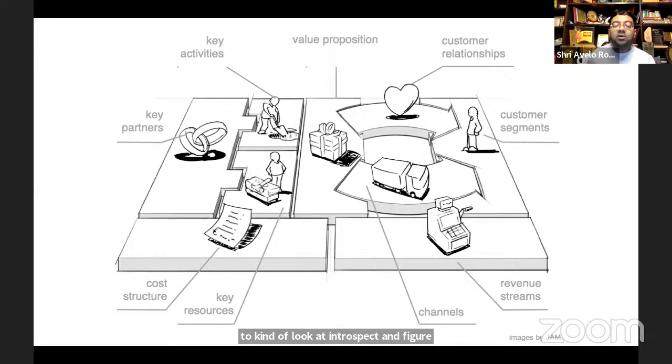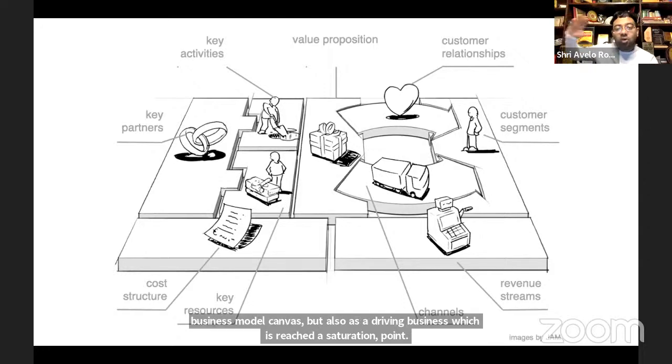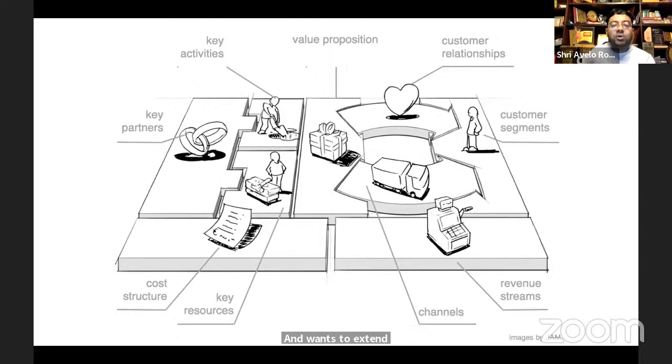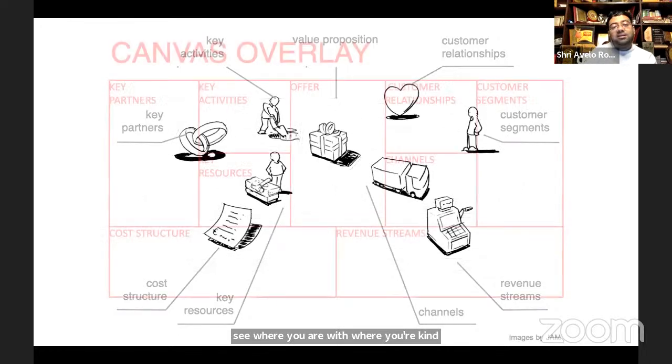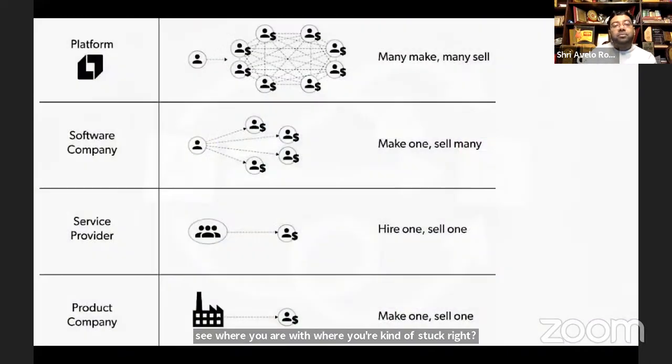So it's not just at the beginning of your business that you create a business model canvas, but also as a thriving business, which has reached a saturation point and wants to expand and grow, that's also when you come back to this and you look at various aspects and you see where you're weak, where you're stuck, right? And based on this, you can look at the various ways that the model can work, whether it's manufacturing, where you make one to sell one, or the service providers, where for every person there is an hourly rate, there are billable hours, and you charge like law firms, chartered accountant firms, consulting firms, and whatnot.